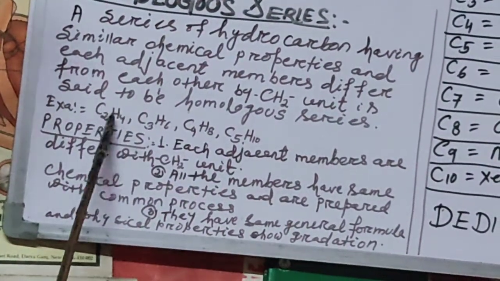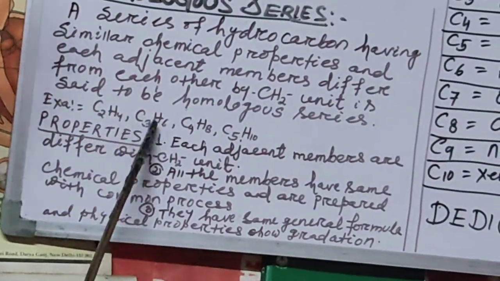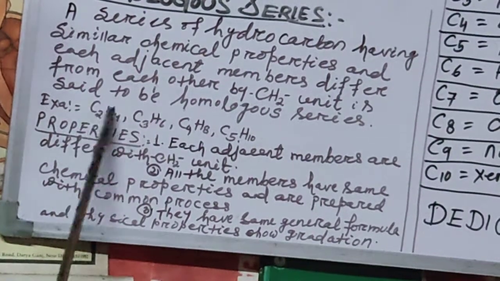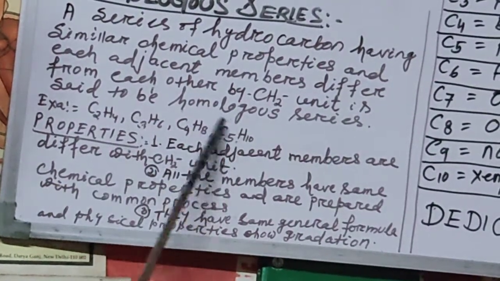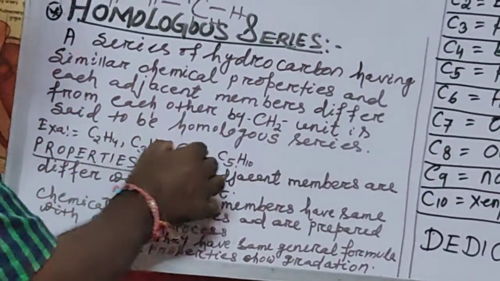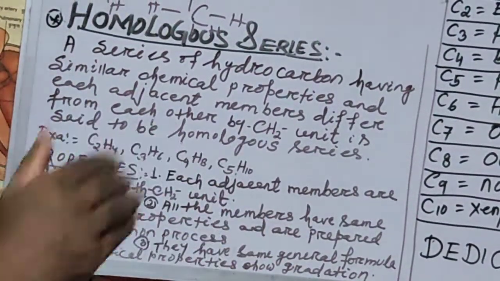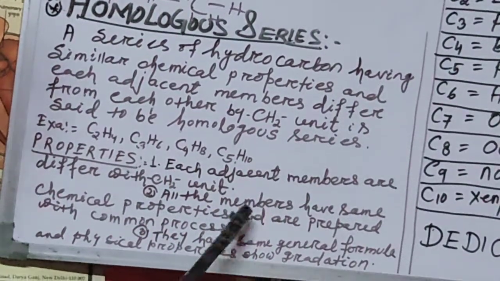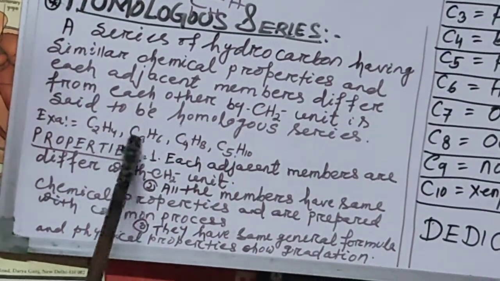Suppose this is called ethene, this is called ethane, propane, butane, pentane. These are members of the homologous series, and all the members are prepared by the same method of preparation, and they have the same chemical properties.